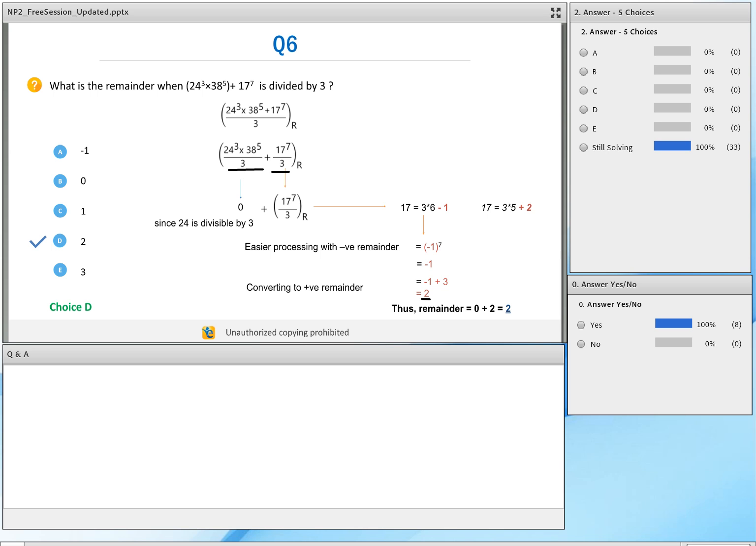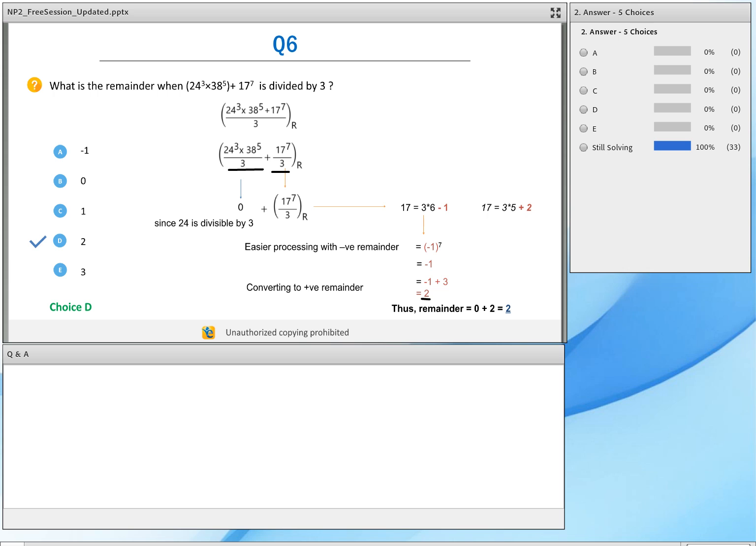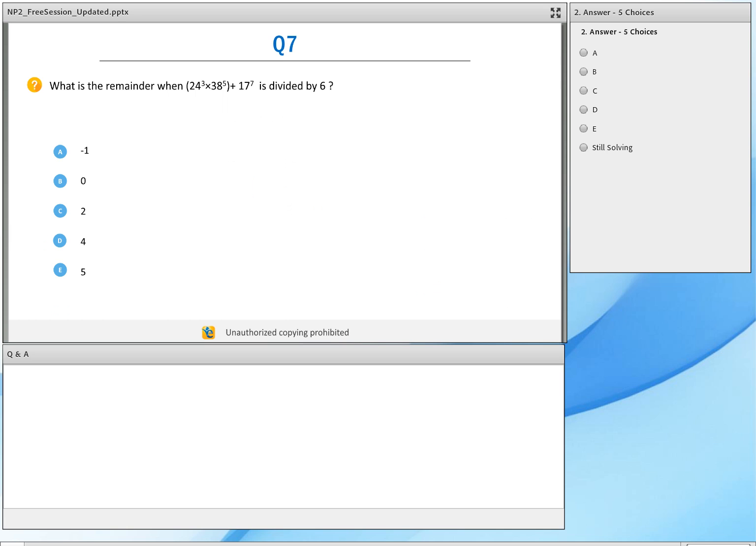Now, next question, still solving. 80 people. Let's do that. I have 33 people saying still solving. 51, 64, 73, 79. One more. Hey, great. 88. Here's the next question.